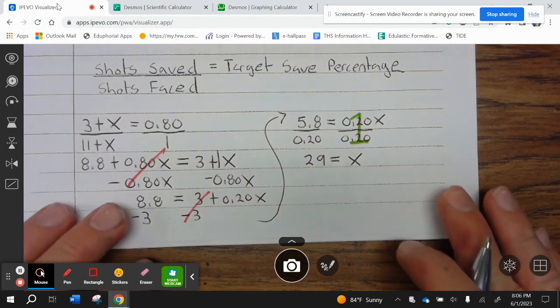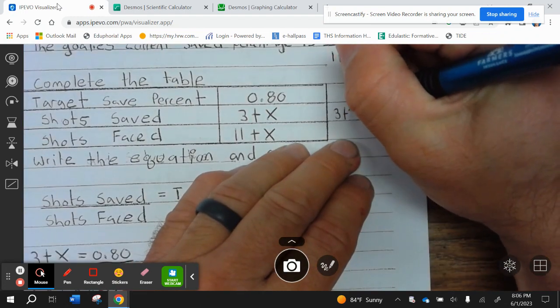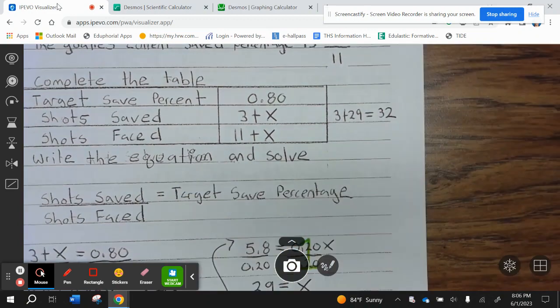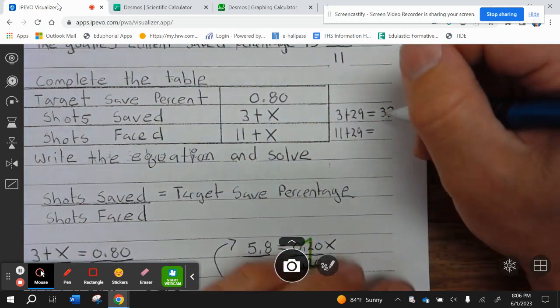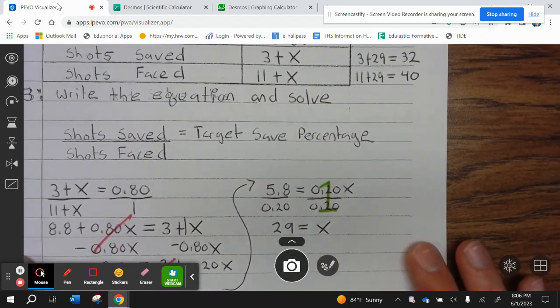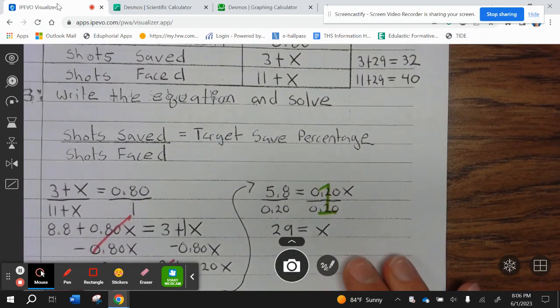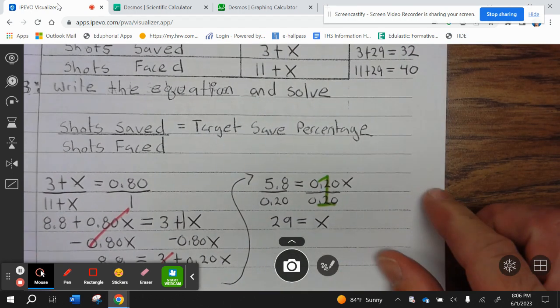What that means is 3 plus 29 would be 32 saves out of 11 plus 29, which is 40. So he would now need to make 32 out of 40 saves. All right, go ahead and finish up example 1.